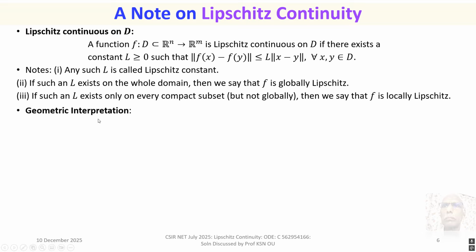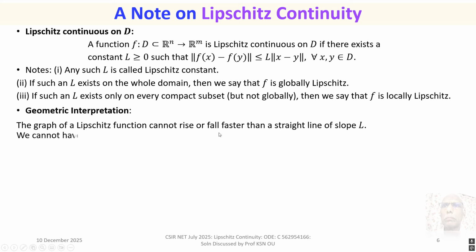Here is a geometric interpretation when f is a function from D, a subset of R square, to R square. Then only the geometric interpretation comes. The graph of the Lipschitz function cannot rise or fall faster than a straight line of slope L. That means we cannot have sharp spikes or vertical cusps.